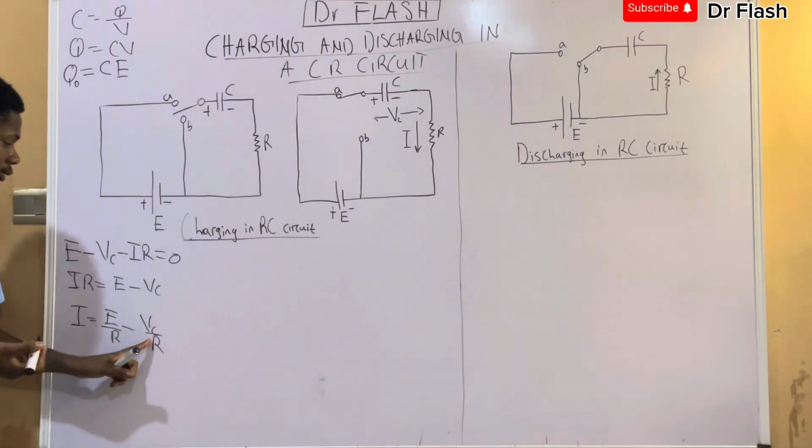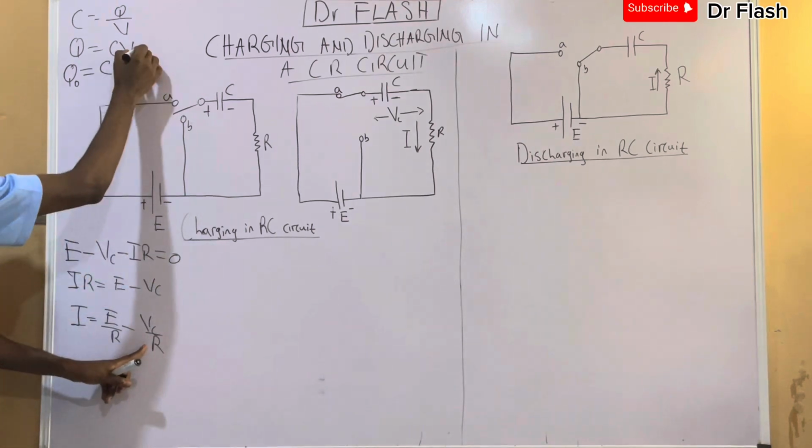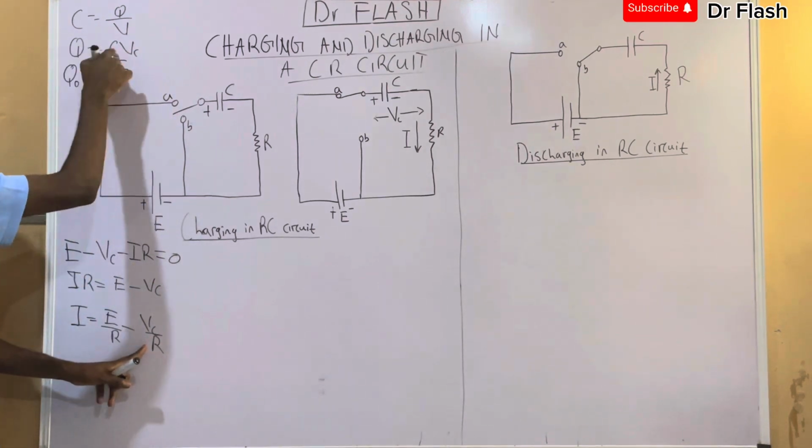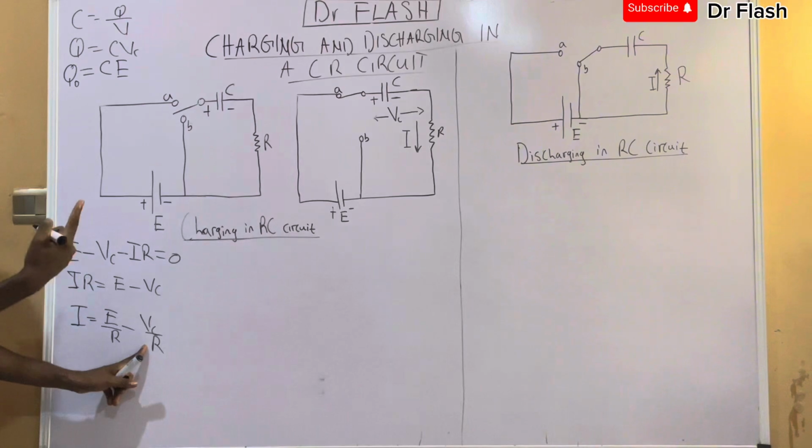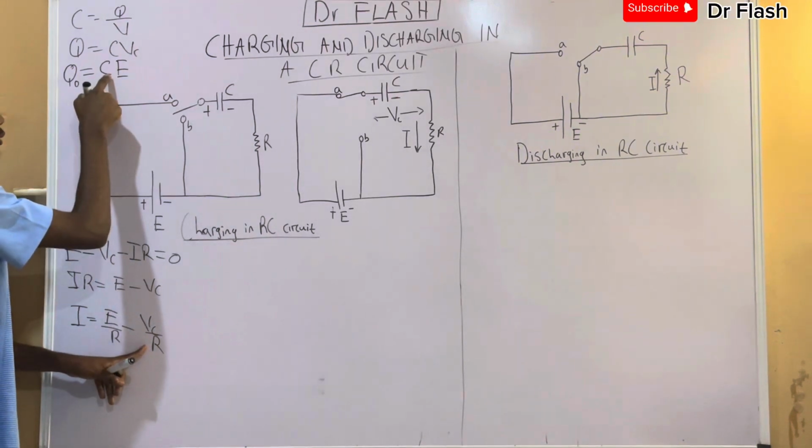So you notice the difference. Before it gets filled, VC will be equal to Q over C when I make it the subject. But once it gets filled, Q naught becomes equal to C times E.